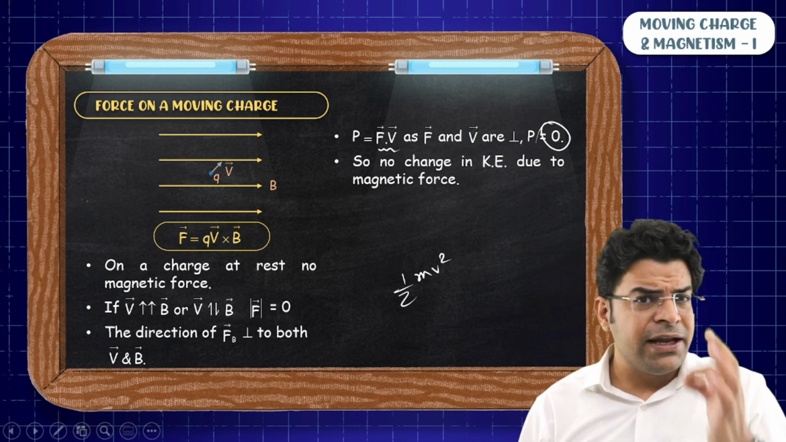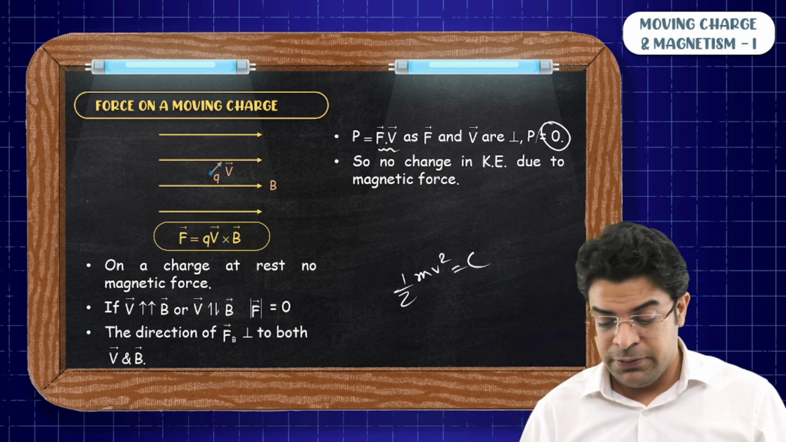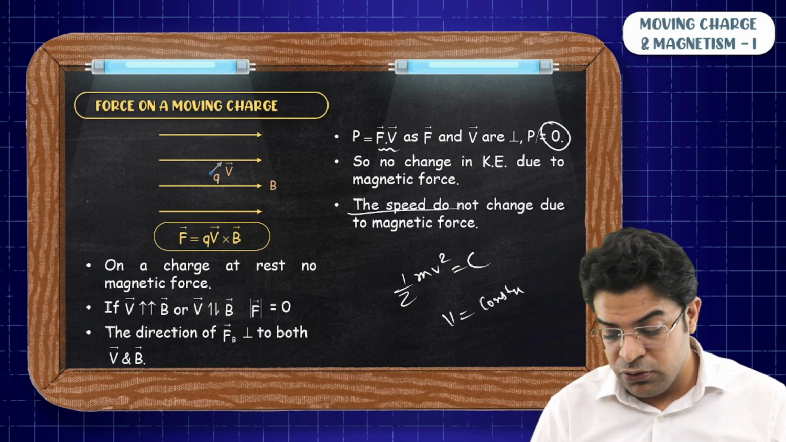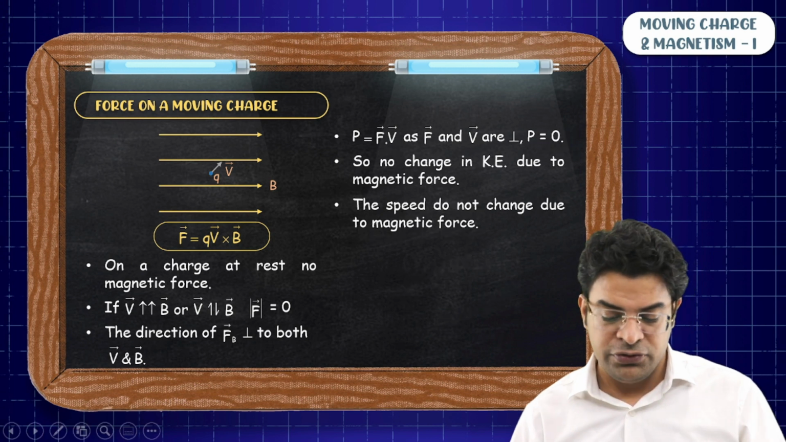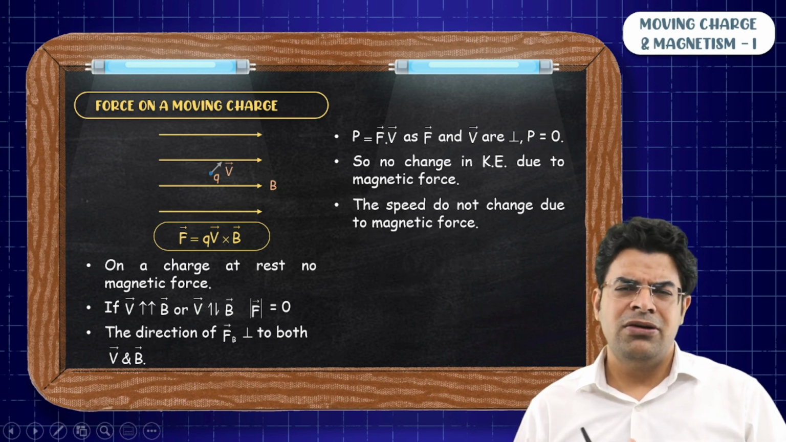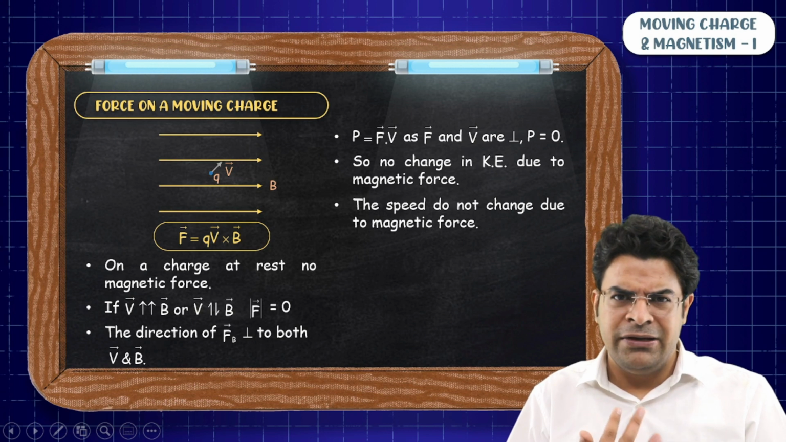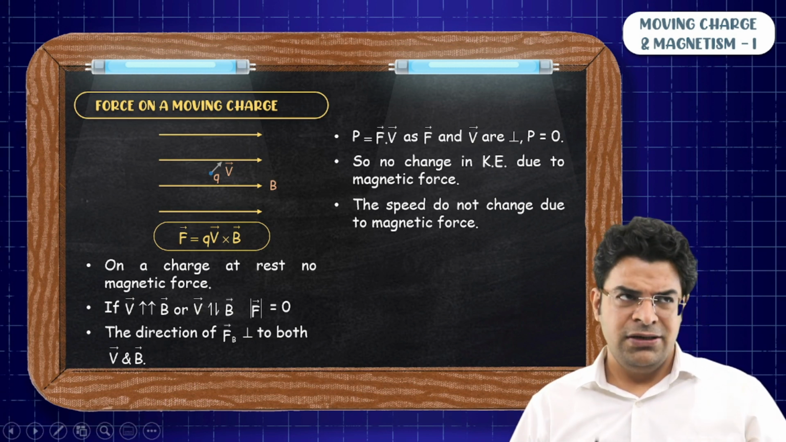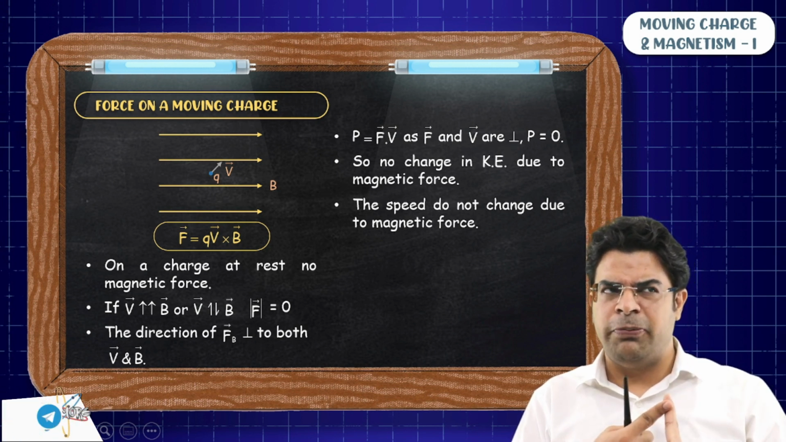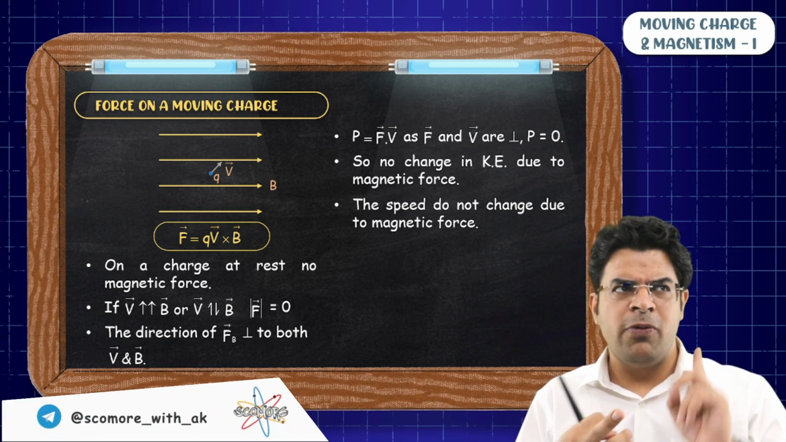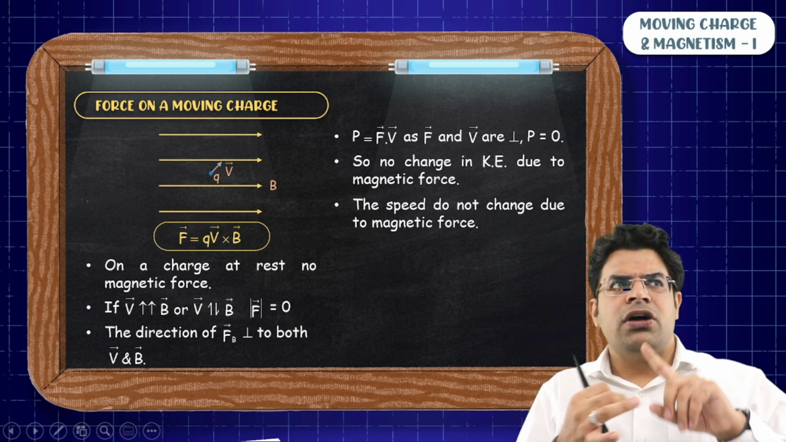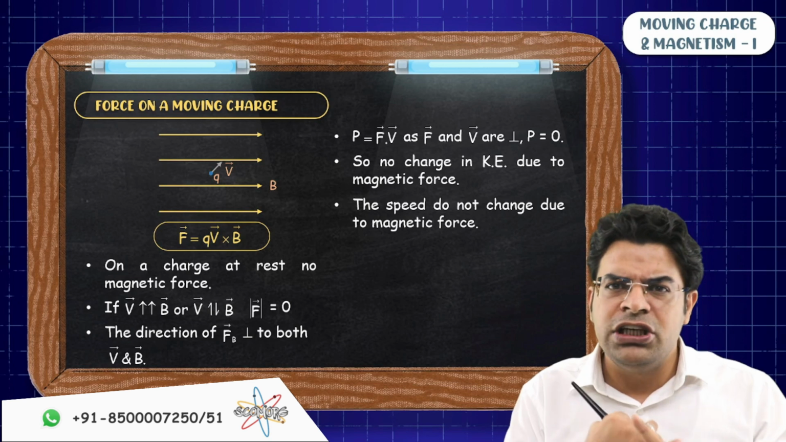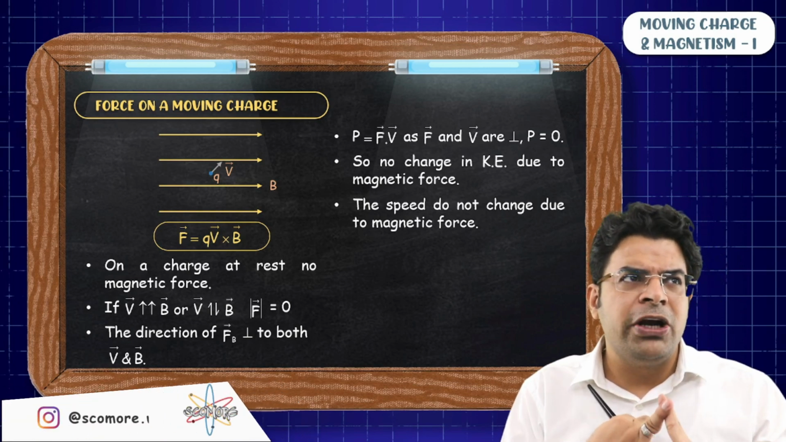So for kinetic energy to remain constant, the speed has to be constant. So the speed does not change due to magnetic force. Sir, a force is acting, and the force is given by Q into V cross B. And then you said that the force acts perpendicular to velocity. So the power delivered by the force is 0. So the change in kinetic energy produced by this force is 0. So the kinetic energy remains constant. So the speed of the particle remains constant.